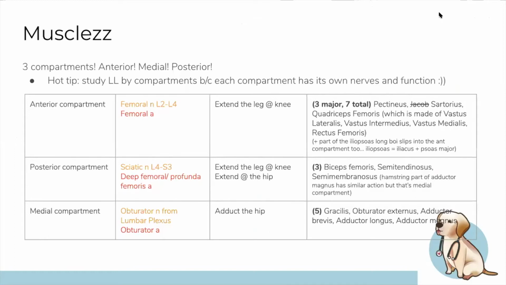Individual muscles in each compartment may have tiny differences in which nerve or compartment they belong to, but just remember this table basically. The anterior compartment extends the leg. The posterior compartment also extends the leg and extends at the hip, whereas the medial compartment adducts the hip because it's an adductor, close to the medial line. And these are basically the muscles in each region.